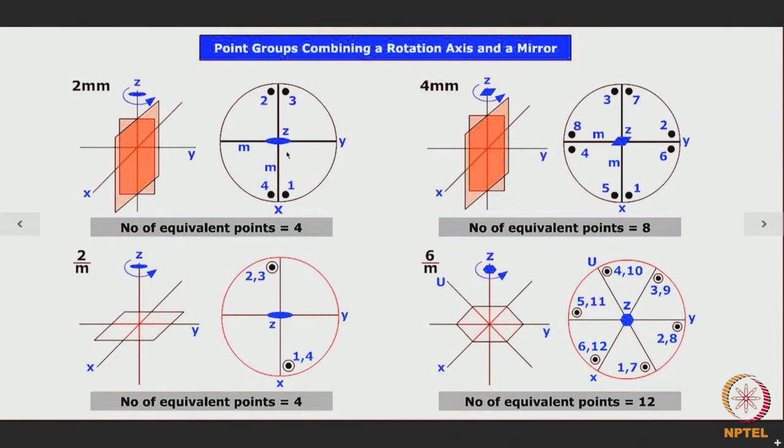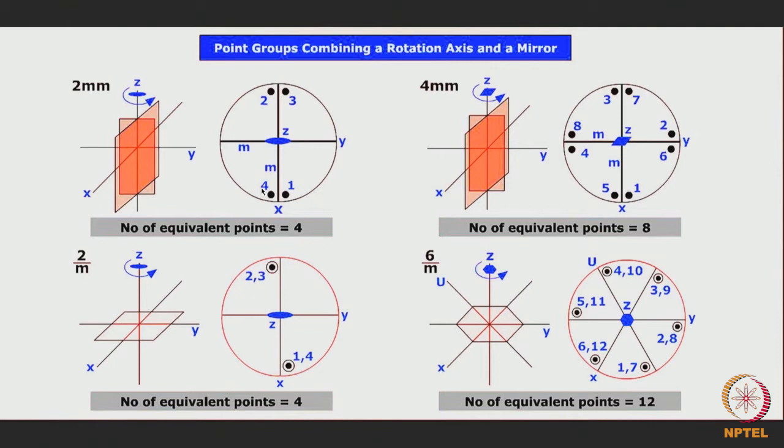So, in the stereographic projection, we will have the 2-fold rotor right at the center and the given mirror along this line. So, if you now have a given point 1, due to the existence of the 2-fold rotor, 1 will produce the point 2 at the same level, and since we have a mirror over here, point 2 will get reflected to point 3 and point 1 will get reflected to point 4. So, we find that there are 4 equivalent points produced by combining a 2-fold rotor and a mirror.